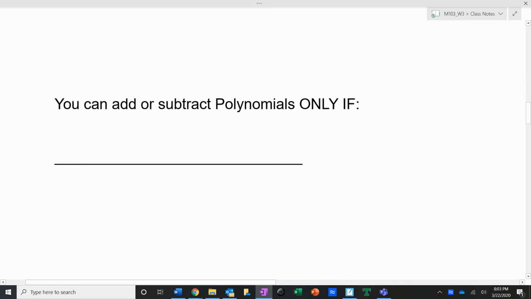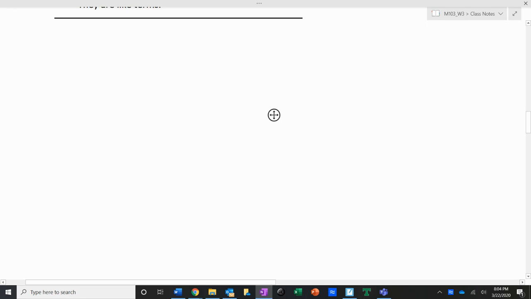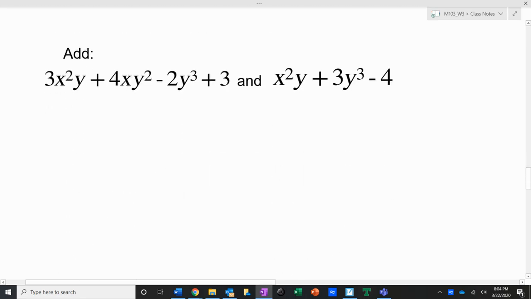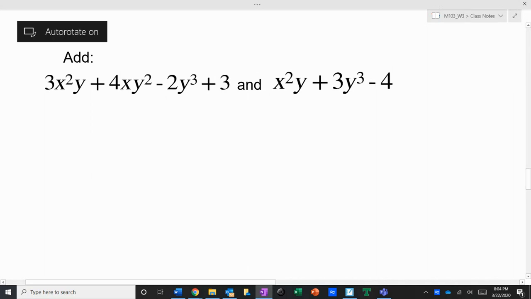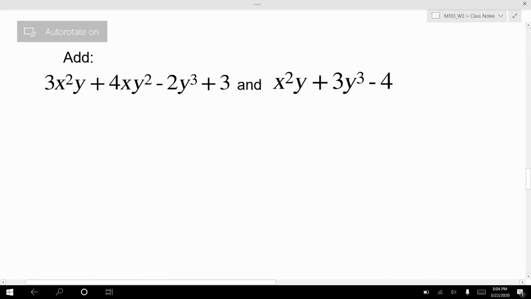Fill in the blank here. You can add or subtract polynomials only if they are like terms. You can add or subtract polynomials only if they are like terms. So let's take a look at some examples of what you can see on your homework tonight.